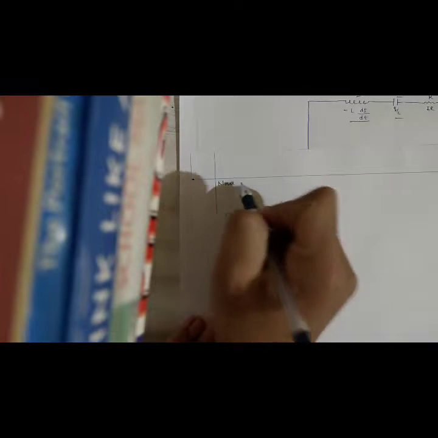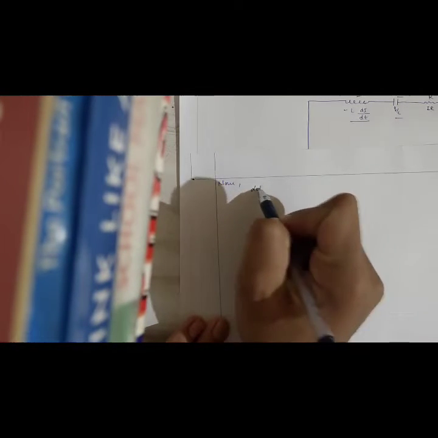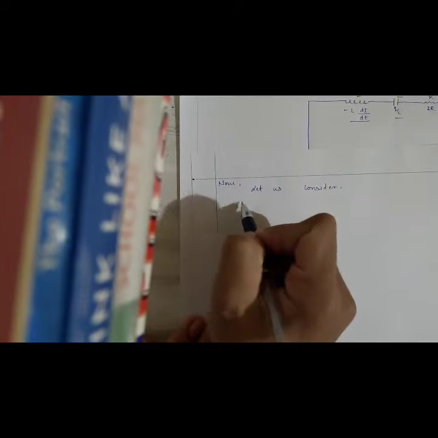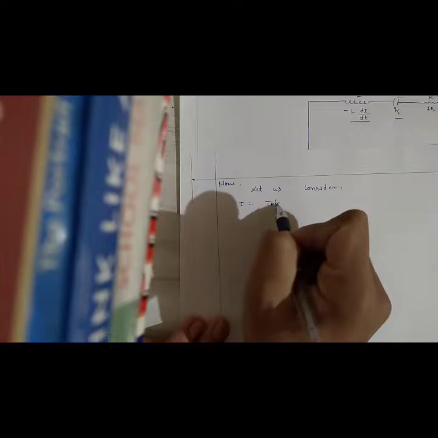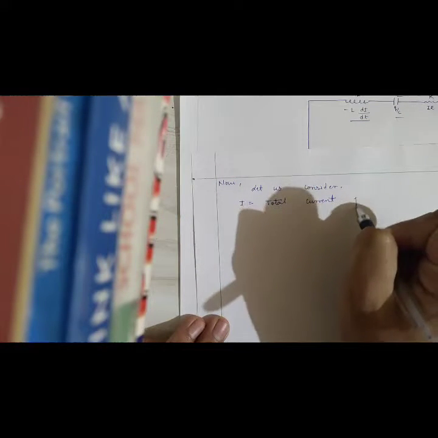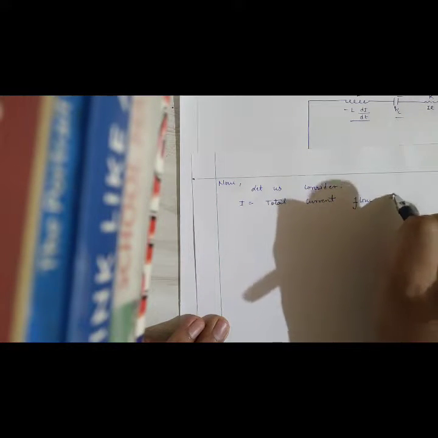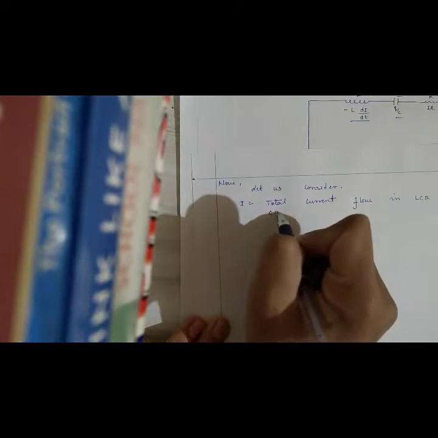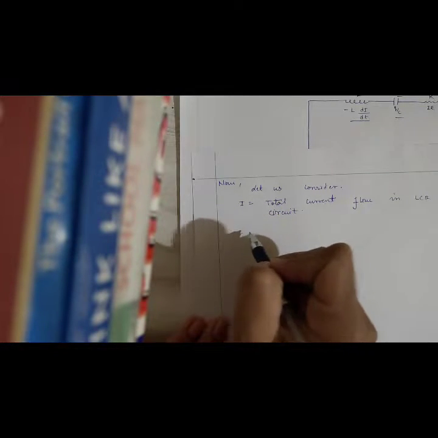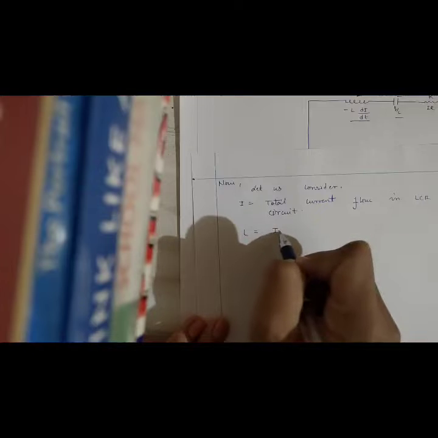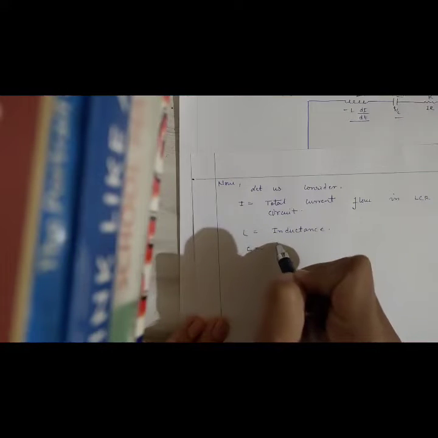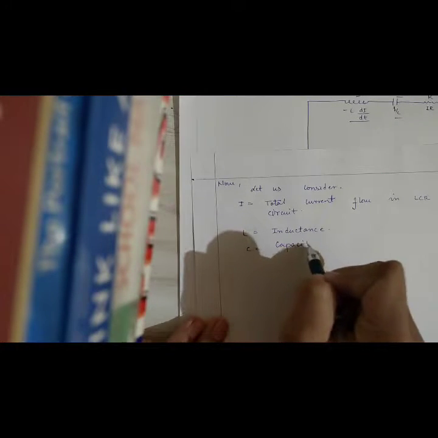And now let us consider I equals the total current flow in the LCR circuit, and we already know L equals inductance, C equals capacitance.